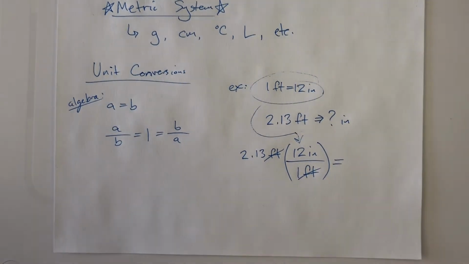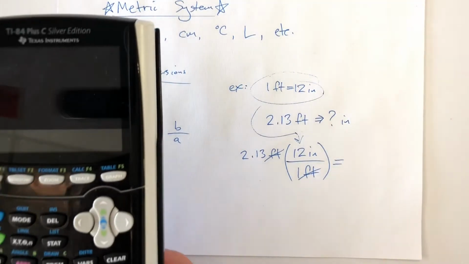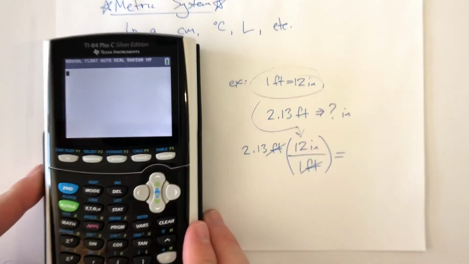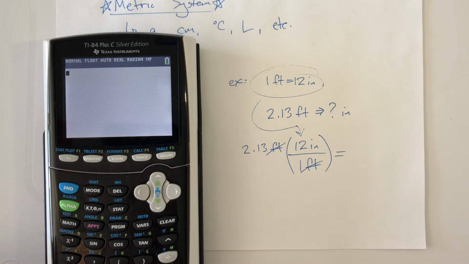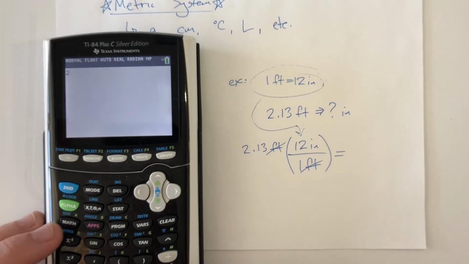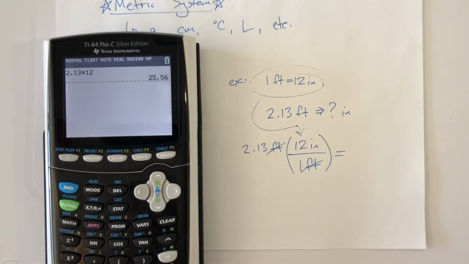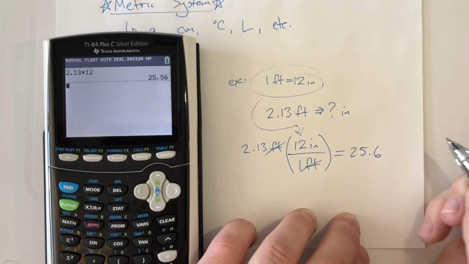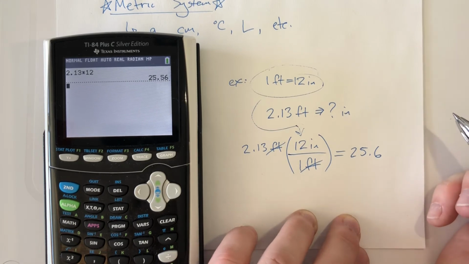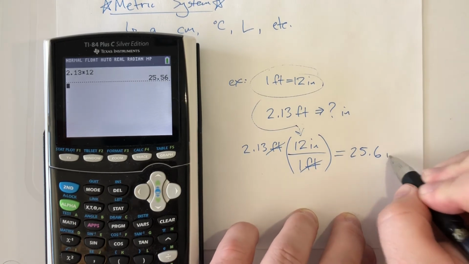Typing this in your calculator, the way this is going to work is basically anything that's on top you multiply, anything that's on the bottom you divide. So 2.13 times 12, it equals, and I got 25.56. I'm going to round it to 25.6. We haven't learned sig figs yet, but we will very, very soon.